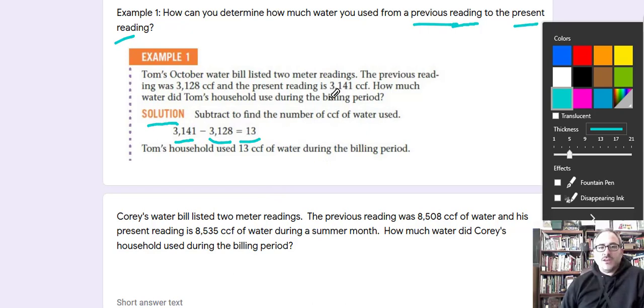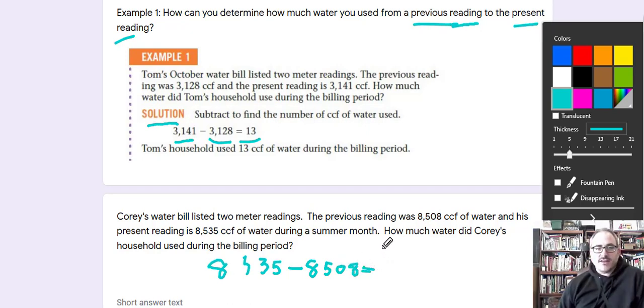So previously, we took the present, and we subtracted the previous to find the difference. So that's what we're going to do here. The present is 8,535, and we're going to subtract 8,508, and we're going to use our calculators here.